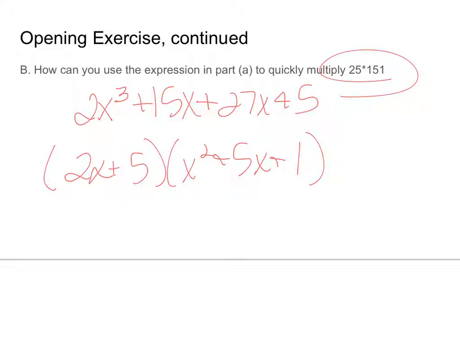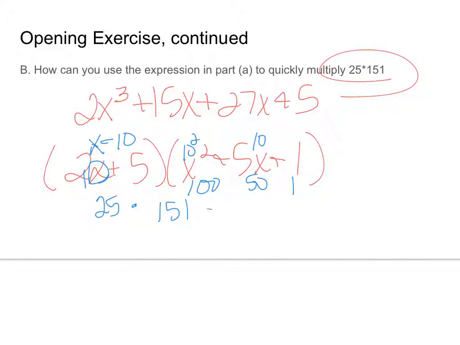If you're really, really quick, you'll realize that if I replace x with 10 for this whole problem, I get 2 times 10 is 20, plus 5, 25, times 10 squared, plus 5 times 10, plus 1. So I have 100 plus 50 plus 1, which is 151. So how would I use the expression in part A to quickly multiply 25 times 151?